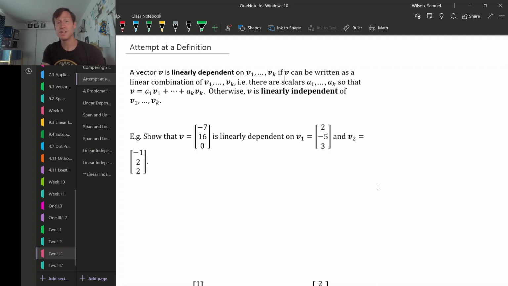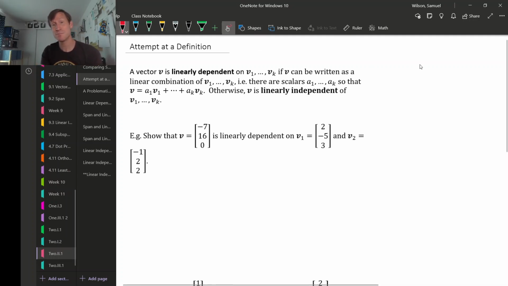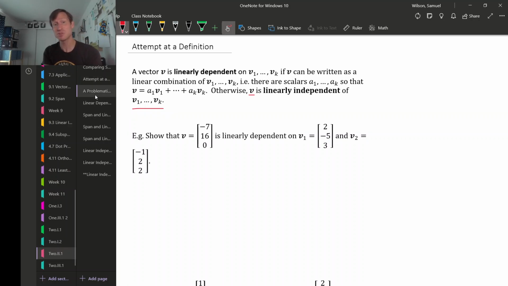So we think we have a definition of linear dependence and independence that captures this idea we have of the spanning set for a span not having any redundancies, right? What we're hoping to capture is that a vector is linearly independent of others if the span of all of these vectors together, v together with v1 through vk, doesn't have any redundancies. So let's look at one more example to see if this definition really captures that idea.